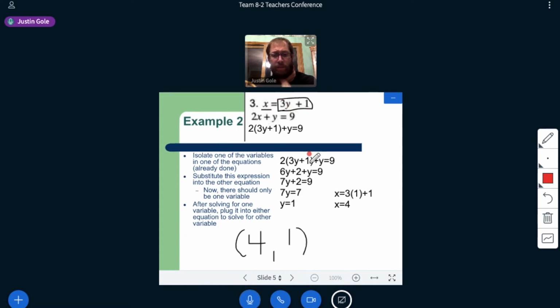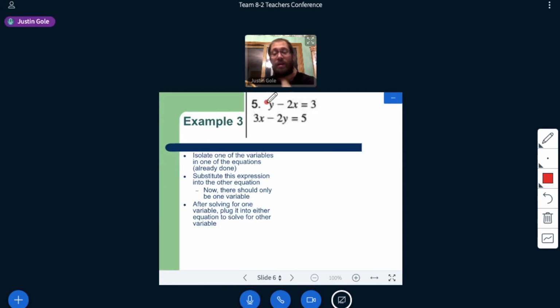Instead of substituting in just a number for x, we substitute in a phrase, right? That's actually, we learn later on, a binomial, right? 3y plus 1, a whole phrase. And we put it in parentheses to protect it, and we distribute the 2 to the whole thing.